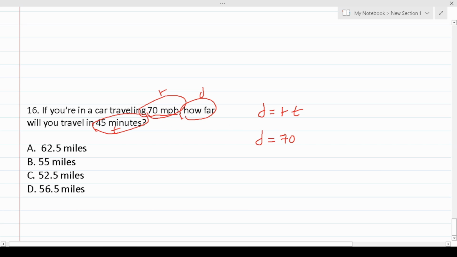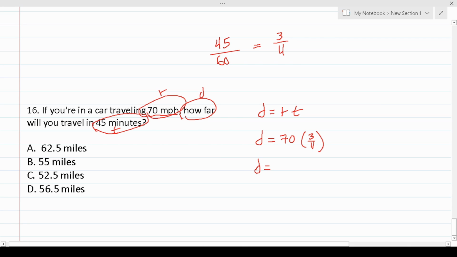In order to do this math, we're going to have to convert this minutes to hours so that this comes out correctly. Again, 45 minutes is the same as 45 over 60 of an hour. And this reduces to 3/4. Again, 45 minutes is 3/4 of an hour. So in light of the fact that this is in miles per hour, we have to convert this to be in hours as well. So this is 70 times 3/4.